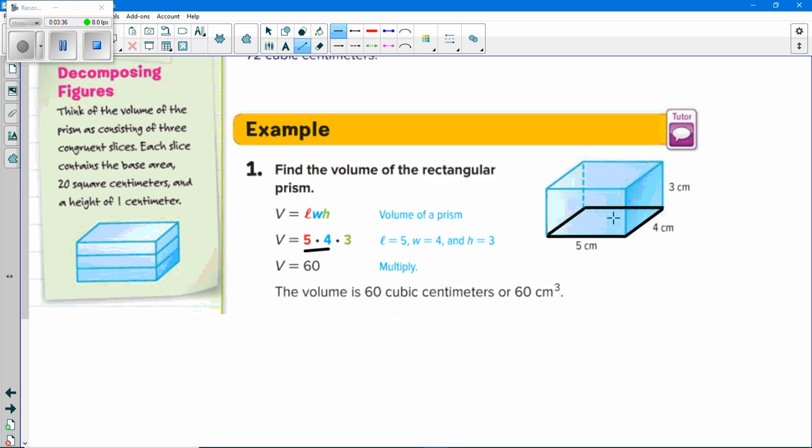Now, imagine we just made a layer of those grid sheets 3 centimeters tall. So that's the last thing we do, we multiply by that, and 20 times 3 is 60 cubic centimeters, or 60 centimeters cubed. It says think of the volume of the prism as consisting of 3 congruent slices. Each slice here, this is a model of this over here. Okay, each slice contains the base area, 20 square centimeters, and a height of 1 centimeter. So like a layer cake, 3 layers, because each layer is 1 centimeter. Seems to make sense. Now let's look at the one at the bottom.